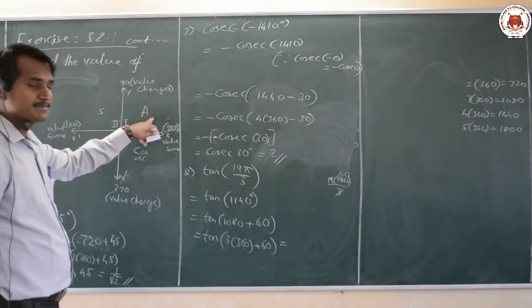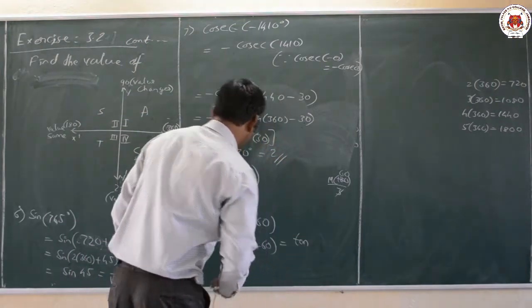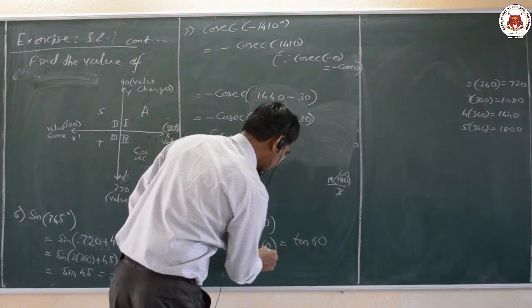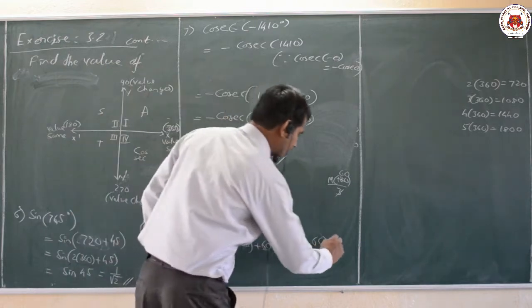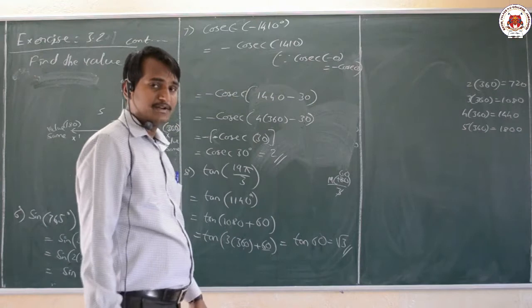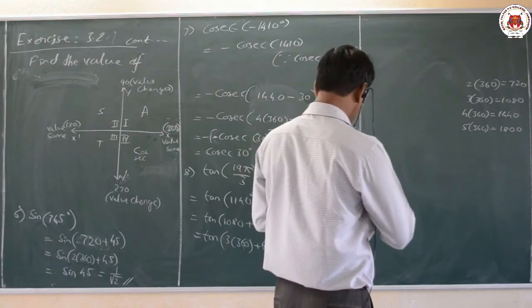360 plus theta means it comes in the first quadrant. That means the value remains the same, and we know that 360 plus theta is nothing but theta only, and the theta value here is 60 degrees. Now what is the answer? That means tan of 60 degrees is nothing but root 3. Okay, it is a very simple example. Now let us move on with the next problem.